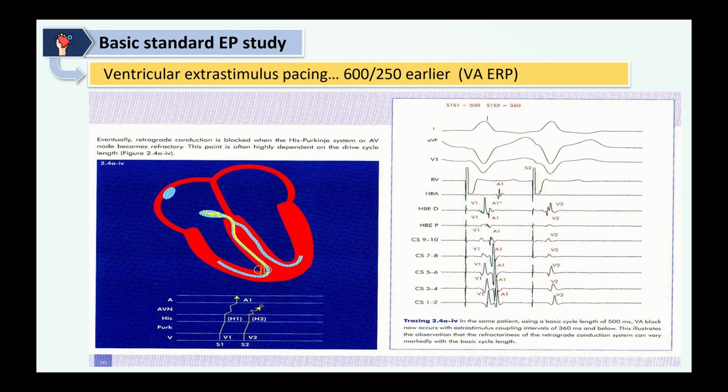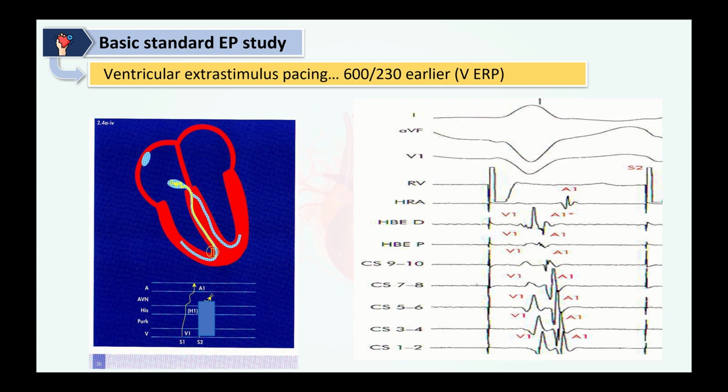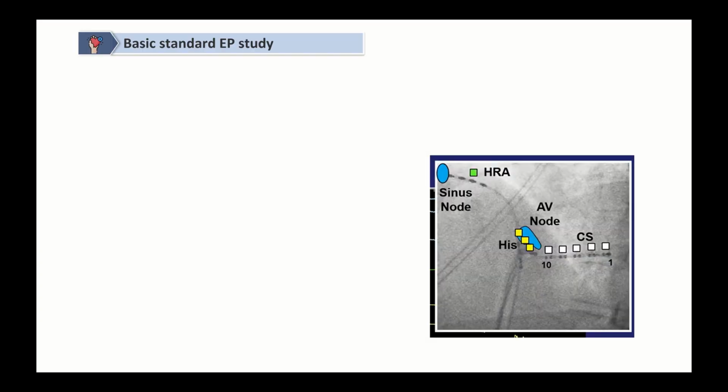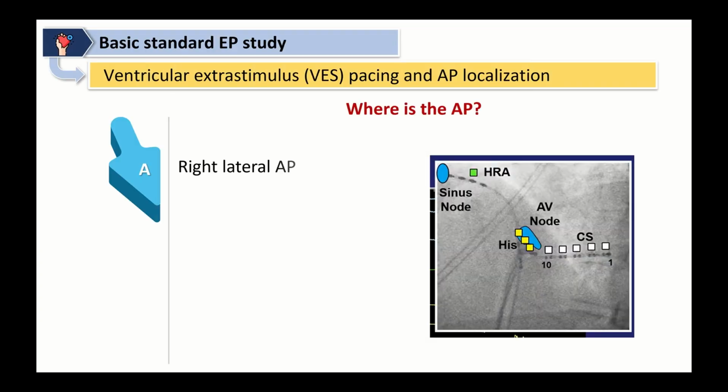What happened? VA block. It's the VA effective refractory period, as we said before: spike, then ventricular depolarization, then no conduction through the AV node. Then let's give S2 at 230, a very short coupling interval. We can appreciate only a spike, no ventricular depolarization, what is called the ventricular refractory period. Now let's go to the next golden rule.